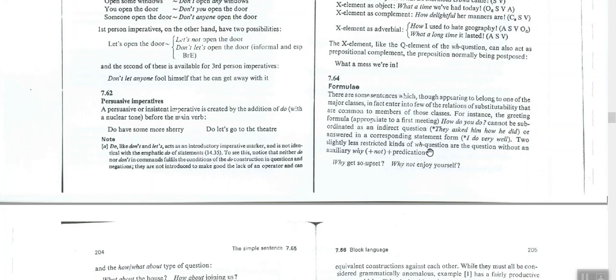So we have other exceptions here. Two slightly less restricted kinds of WH questions are questions without auxiliary. Also, we have some other exceptions. For example, this is the structure why plus not plus a predication. So why get so upset? Why do you get so upset? Why get so upset? You see here? Why not enjoy yourself? Why don't you enjoy yourself? So here the auxiliary is omitted.